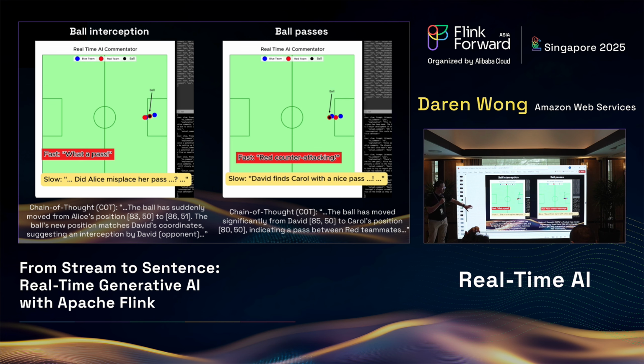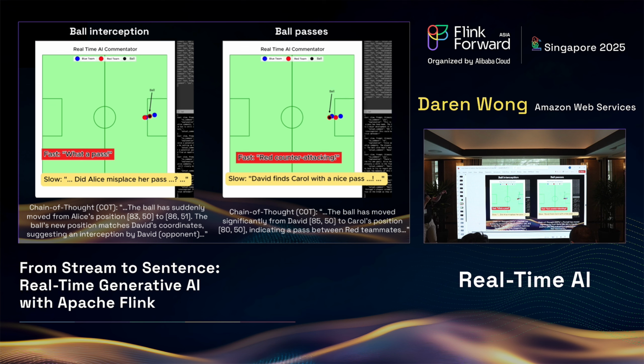red team. And if we look at the explanation that was given, or the chain of thought behind it, here it correctly identified that the ball has moved from Alice's position to a new position. And this new position matches David's coordinates, suggesting an interception by David, the opponent.